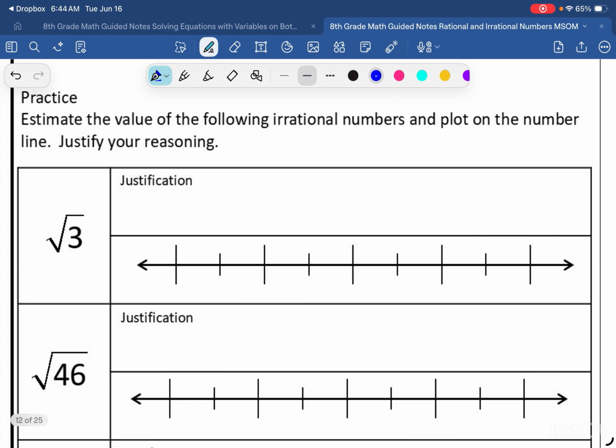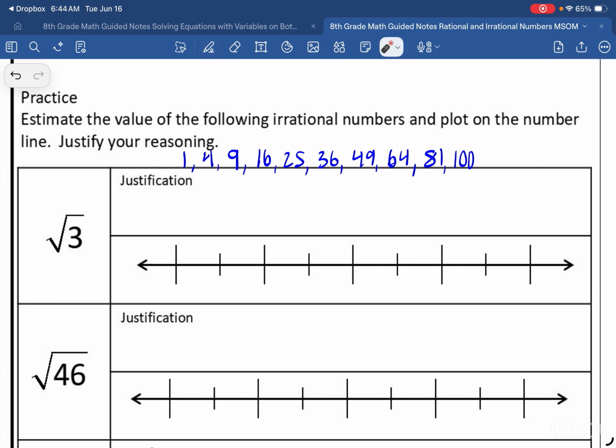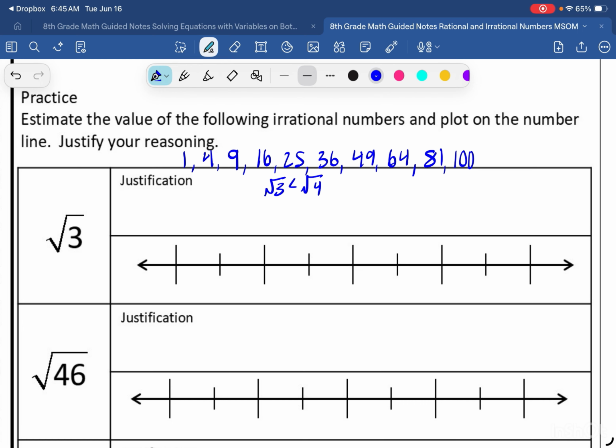Estimate the value of the following irrational numbers and plot on the number line. Justify your reasoning. So I'm going to jot down my perfect squares here on the top so I don't have to keep flipping to the next page. So the square root of 3 is going to fall right here between 1 and 4, because 3 is between 1 and 4. So the square root of 3 is going to fall between the square root of 1 and the square root of 4. So that means it's going to fall between 1 and 2.